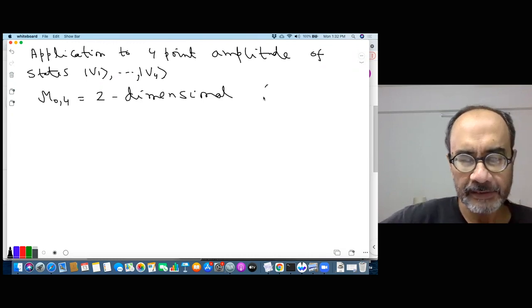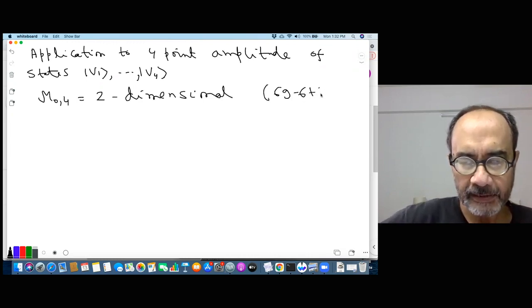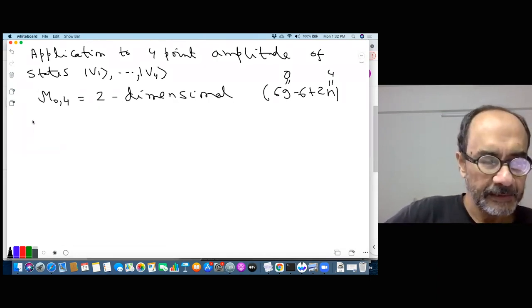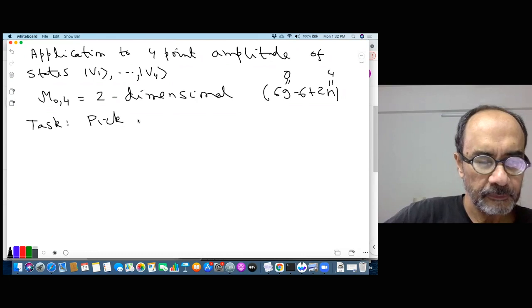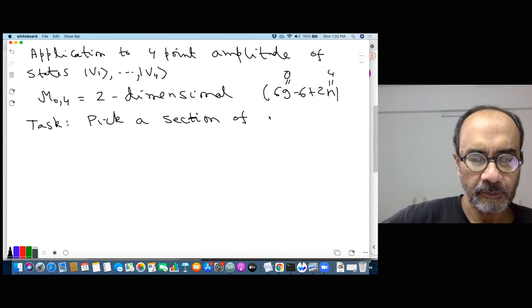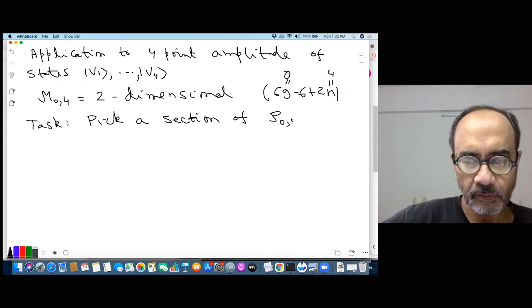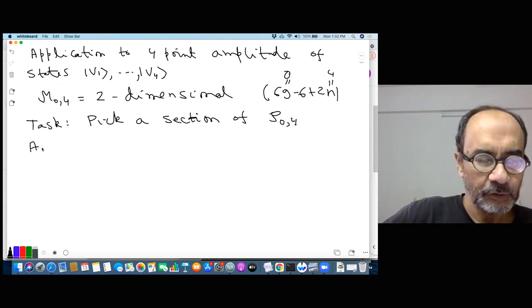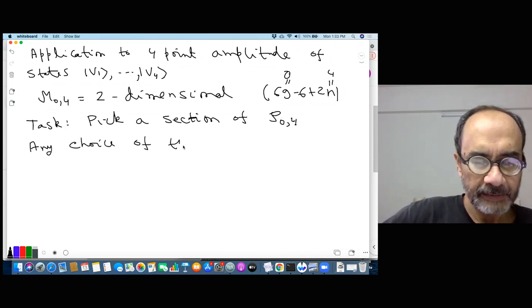Let me remind you that general formula 6G minus 6 plus 2N. So here G is 0 and N is 4. So that gives you two-dimensional moduli space. So the first task is to pick a section of P04. And in general, any choice will do. Any choice of the transition function that we introduced.